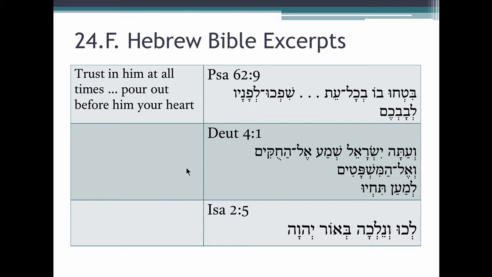Trust in him at all times. Pour out before him your heart. Pour out your heart before him would be better English word order.